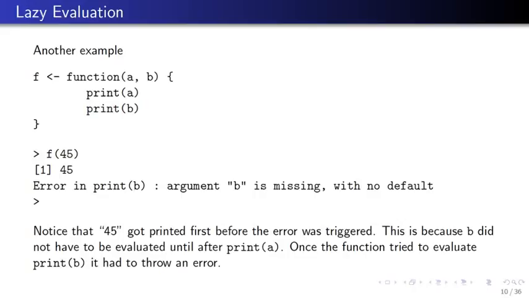You'll notice that the error only occurs after the 45 was printed out. Lazy evaluation implies that because the argument is only evaluated when it's needed, everything that comes before it, if valid, will execute until it hits the part which causes an error.